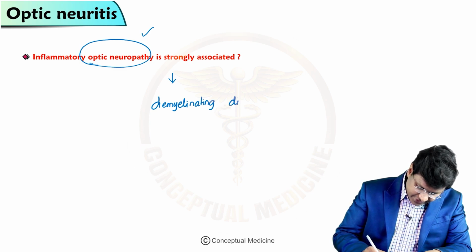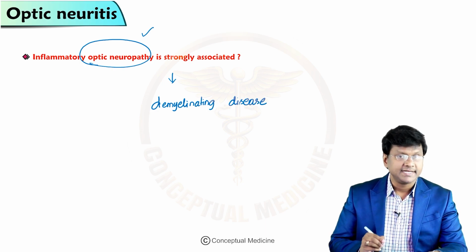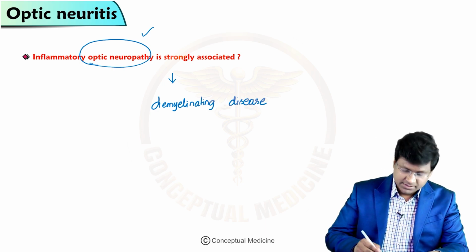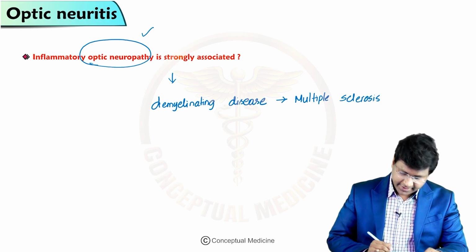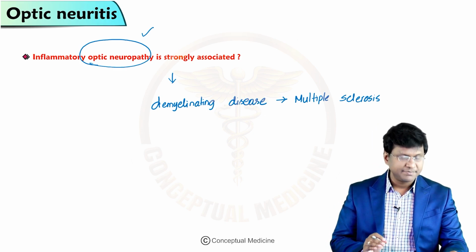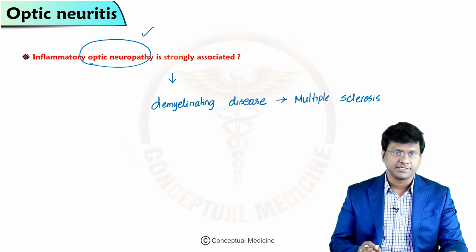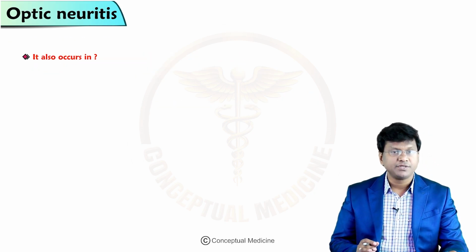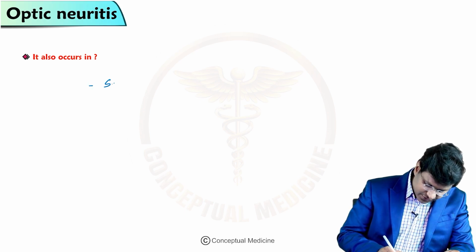It is strongly associated with demyelinating disease, and that particular demyelinating disease is multiple sclerosis. So multiple sclerosis is one of the common etiologies for optic neuritis, and optic neuritis also occurs in sarcoidosis.